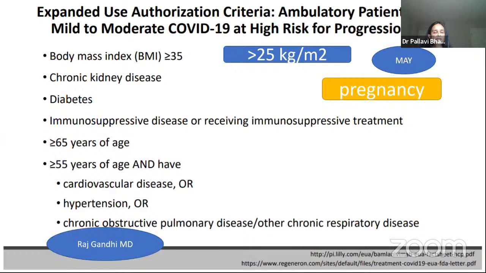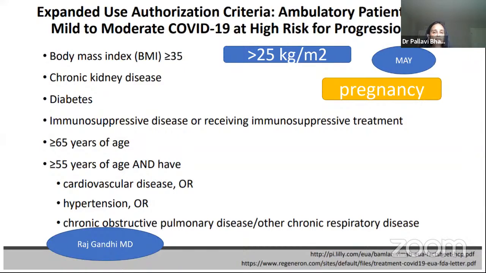And this is the criteria, I guess, as far as health problems are concerned and BMI criteria. So the original BMI criteria that we were using was BMI more than 35. And in May of just actually this month, they have reduced it to more than 25. So there is widespread availability now of the monoclonal antibodies.